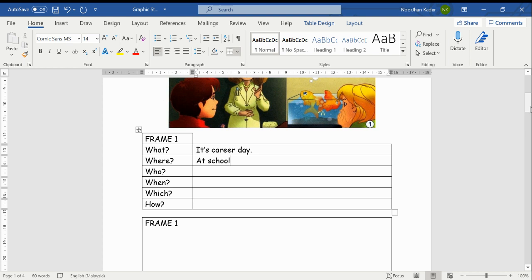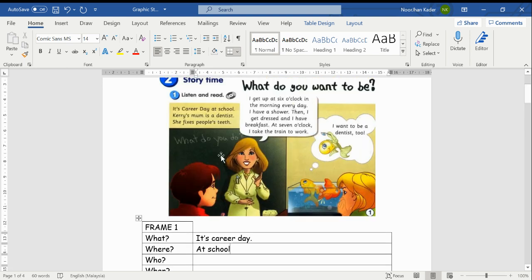Who? This answers the characters in this frame. So there are the pupils here. The pupils here are actually the audience, who are listening to this person who is talking. And you can see behind the board it is written, what do you do? So this confirms that this is a school, and she is in front of the blackboard. And you can see also a goldfish here. So you have one, the lady, second, the audience, and also the goldfish.